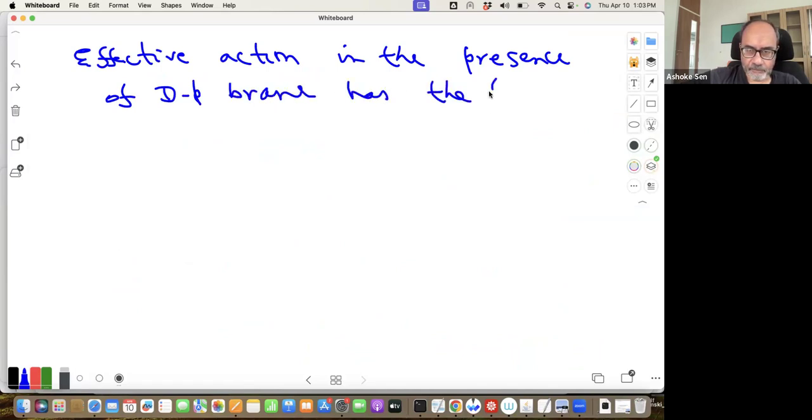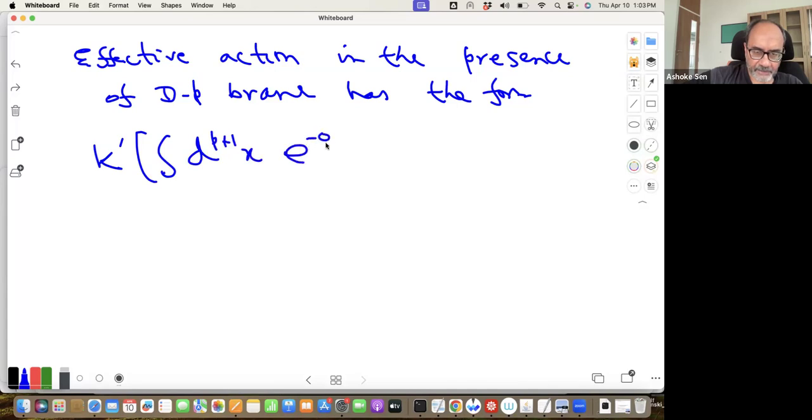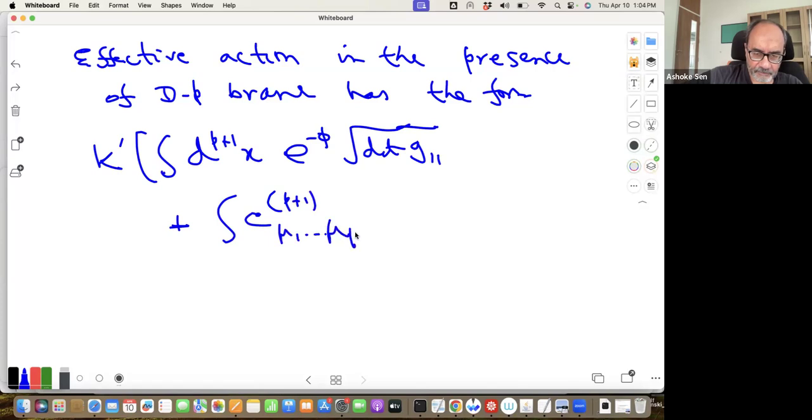As the form from K prime, integral d^{p+1}x e^{-φ} square root of determinant G parallel, plus integral C. Both of these integrals are along the plane. They are integrals along the plane.